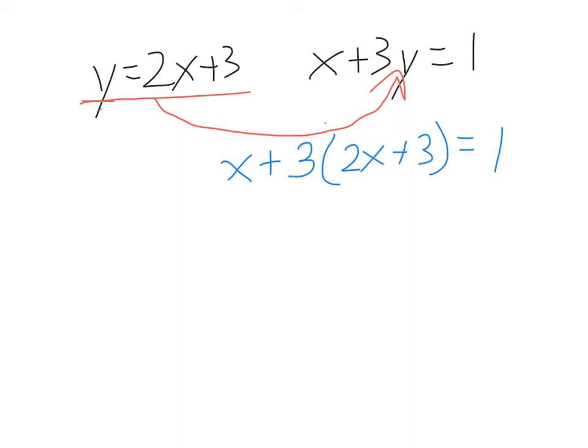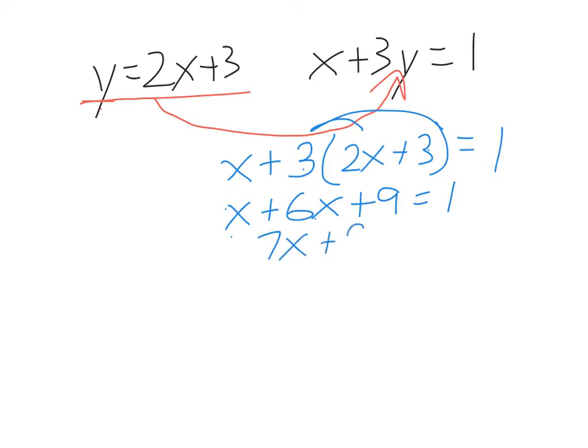Well, to solve this, I have to start by distributing the 3. x plus, see, 3 times 2x is 6x, and 3 times 3 is 9, equals 1. And x and 6x is 7x plus 9 equals 1. Subtract 9 from both sides, and I get 7x equals negative 8.